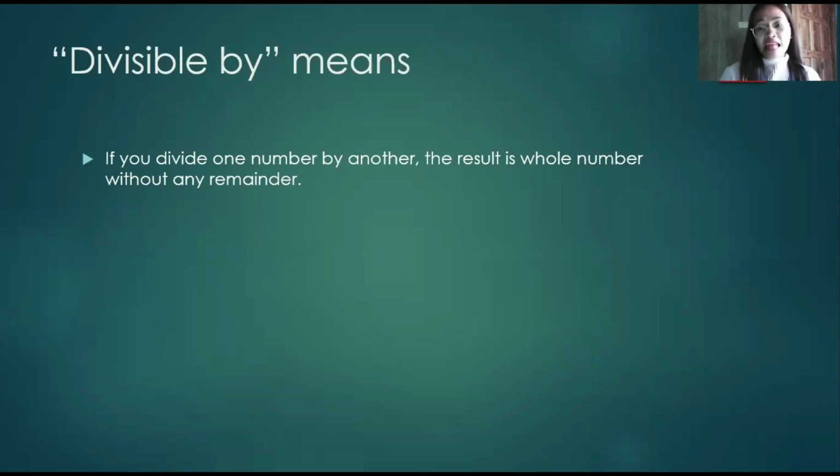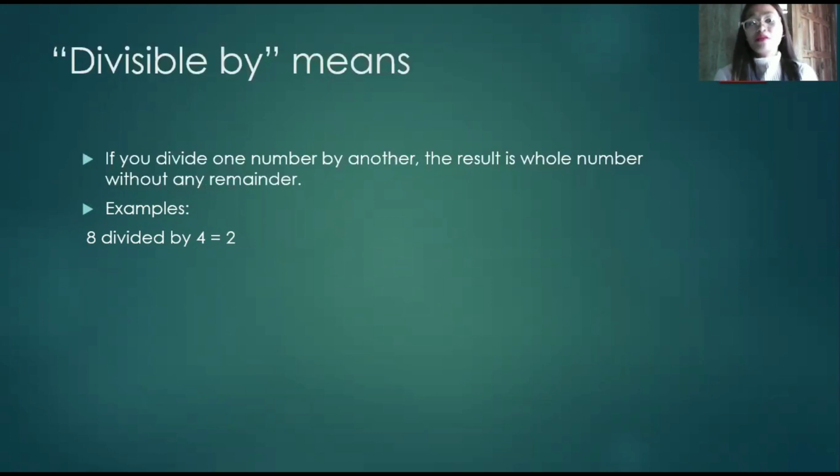In other words, 10 is divisible by 5. So another example here: 8 divided by 4. The answer is 2. Take note, class, if the quotient is a whole number and there is no remainder, it means it is divisible. So, no remainder. Therefore, 8 is divisible by 4.